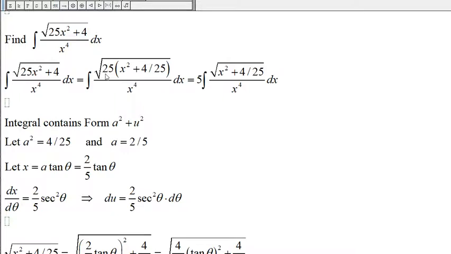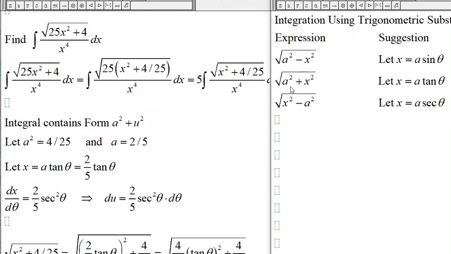If we do 25 times 4 over 25, then we get 4. The square root of 25 is 5, and so we can move the constant 5 and place it in front of the integral. And so now the integral is in the form of x squared plus a squared.